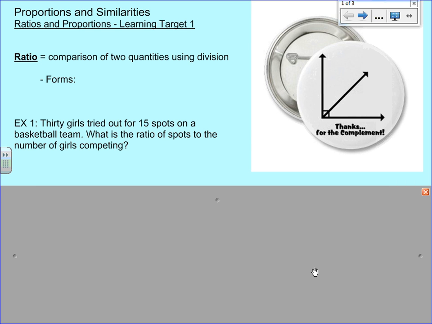Good news for you is that you still get a corny joke for today. So if you notice the picture, that these two angles, they're a 90-degree angle. So I'm telling you, thanks for the compliment, and there is your humor for today.